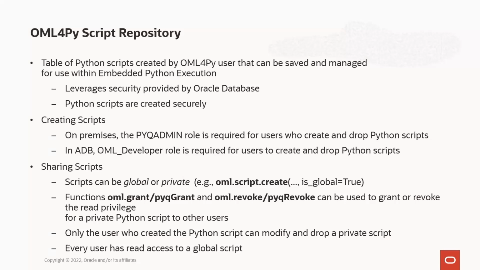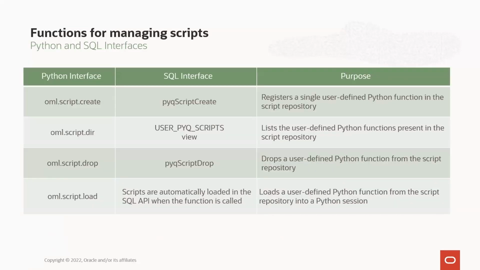In autonomous database, OML developer role is required, which includes access privileges like PyQadmin for creating scripts and the DBMS Cloud package, which provides support for working with data and object storage. Scripts can be created as private to a specific user or globally available to all database users. A private script is available only to the owner, and a global script is available to any user in that database. For private scripts, the owner of the script has the ability to grant read privilege to other users or to revoke that privilege.